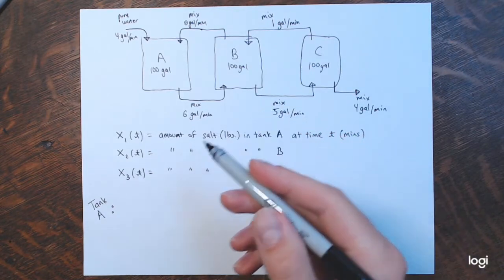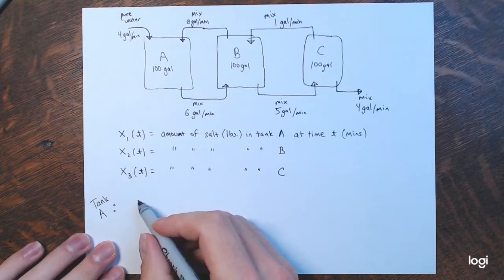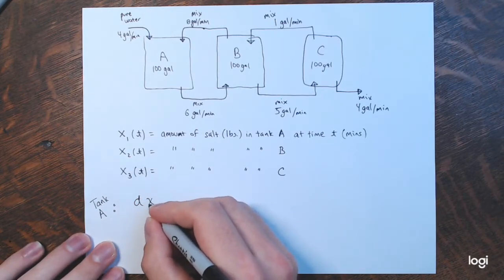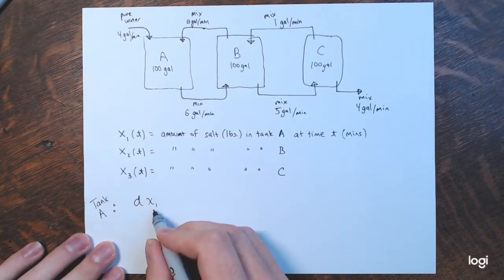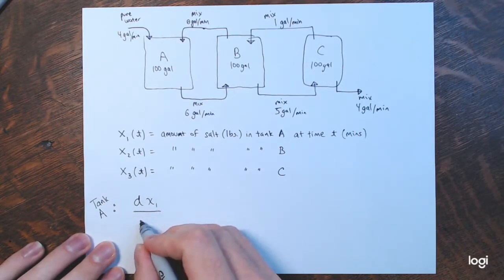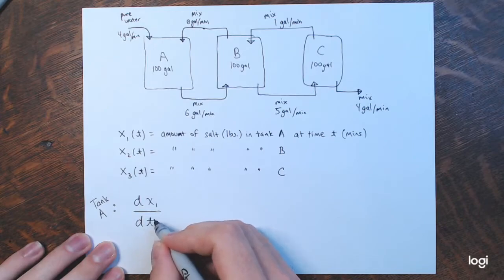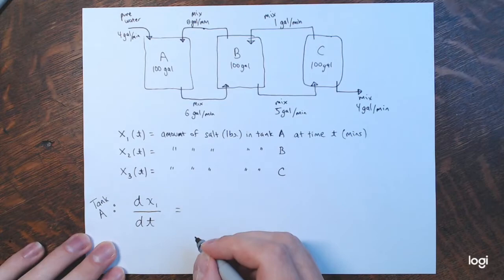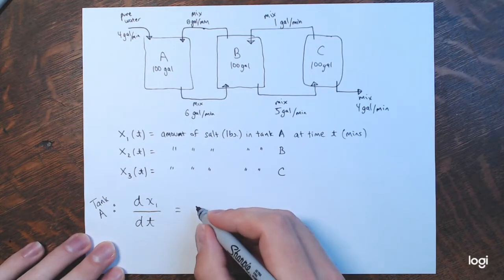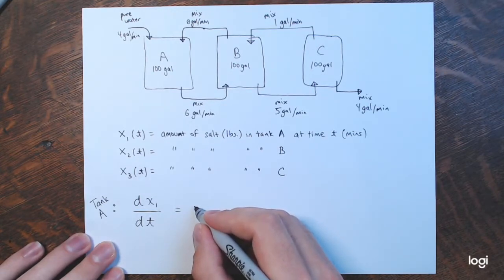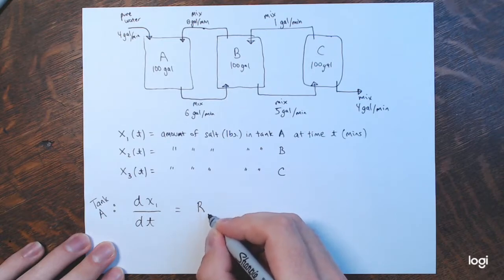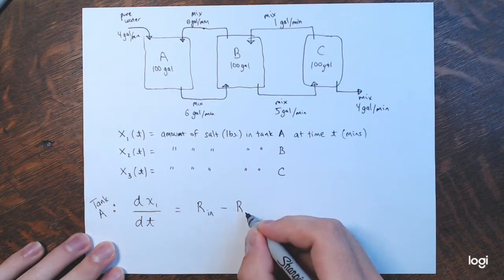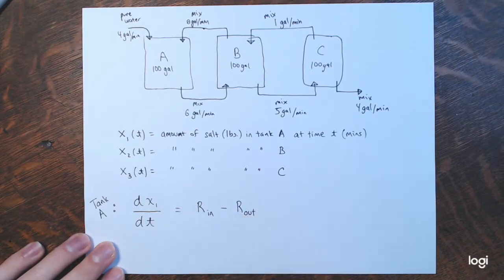So for tank A, we're going to talk about the rate at which the amount of salt in tank A, so that's x sub 1, the rate at which that changes over time. Right, so dx1/dt. And as you've seen in previous videos of mine, if you've been watching, this is going to be equal to the rate at which salt is coming into the tank minus the rate at which salt is coming out of the tank. So R in minus R out.